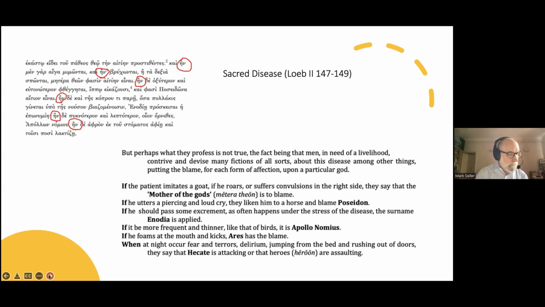If the patient imitates a goat, if he roars, suffers convulsions, etc., it's because, they say, in typical commentary talk, that the Mother of the Gods is to blame. If he passes excrement, then the name of Enodia is applied, so she's to blame. If the excrement is frequent and thinner, then it's from Apollo. If he foams at the mouth and kicks, then it's going to be Ares. If at night, etc., he has delirium and jumps from his bed, it's Hecate.